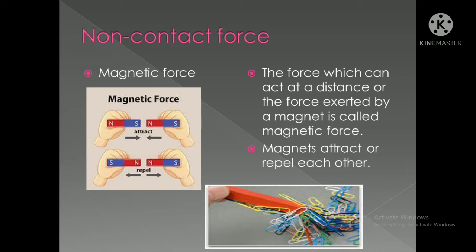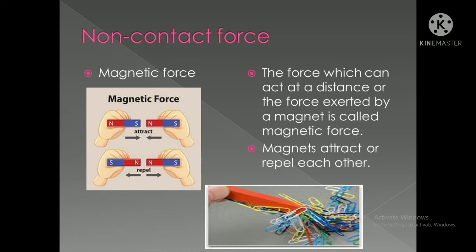Okay, see the definition. The force which can act at a distance, or the force exerted by a magnet, is called the magnetic force, and magnets attract or repel each other. Now can you see this magnet is attracting the pins? These pins are made of iron and are colored, so they are attracted to that magnet. Clear? Now let's see the next one.